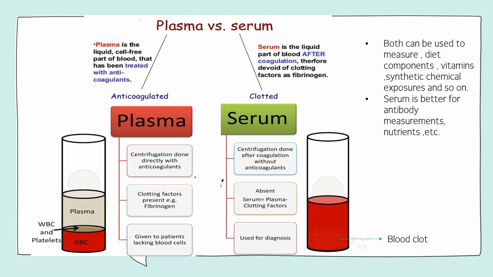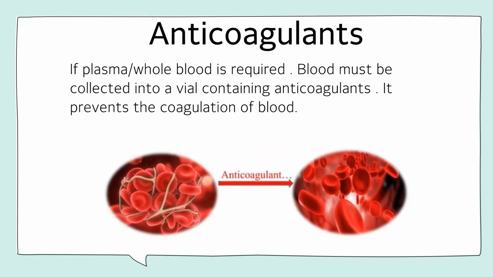So both the plasma and serum can be used to measure diet components, vitamins, synthetic chemical exposures, and so on. Serum is better for antibody measurements, nutrients, etc. In the serum, a blood clot will form, and in the plasma, WBCs and platelet cells will get sedimented or separated, and the liquid part will be used for diagnosis purposes.